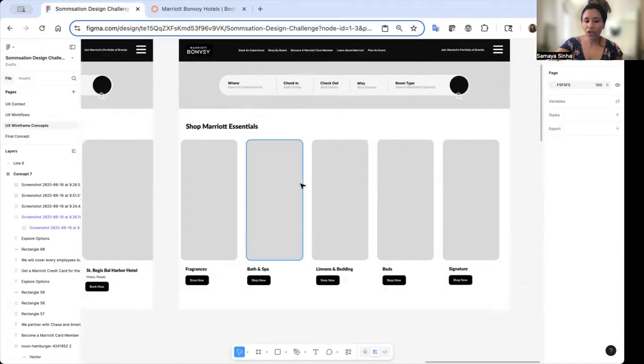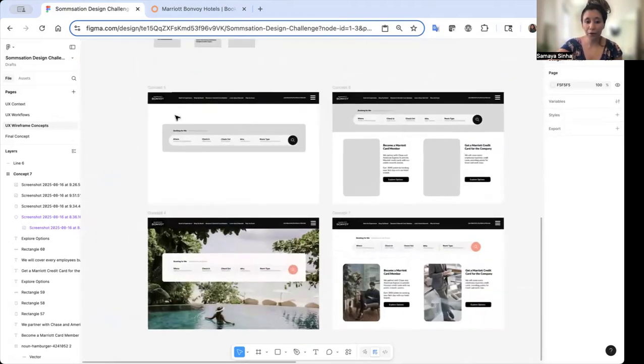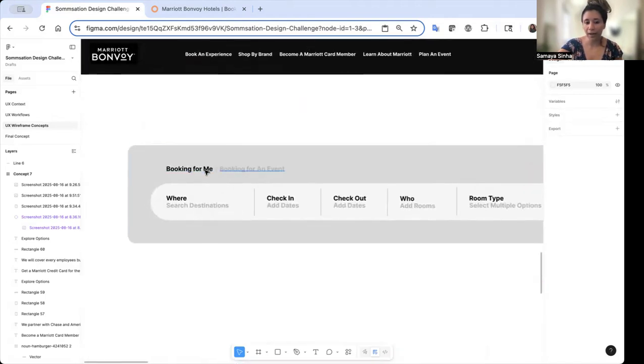And then I also wanted to showcase Marriott's shop essentials. They have a lot of information on their website, and it's all really hidden behind different navigation elements. So I wanted to resurface some of what I was seeing in their navigation elements. And then for returning users, I wanted to start playing around with booking for me versus booking for an event.